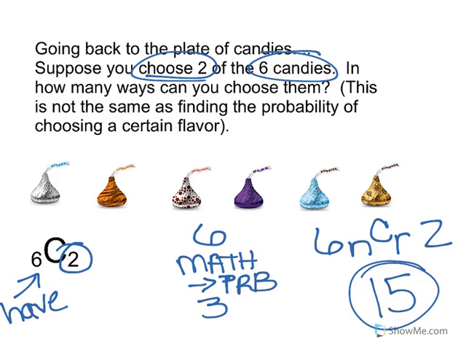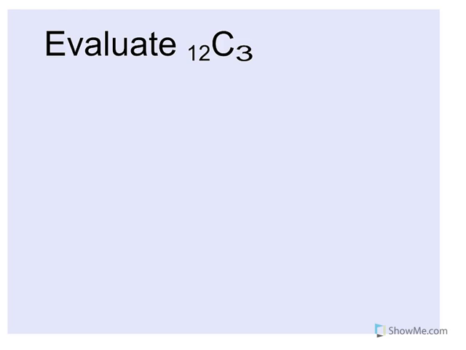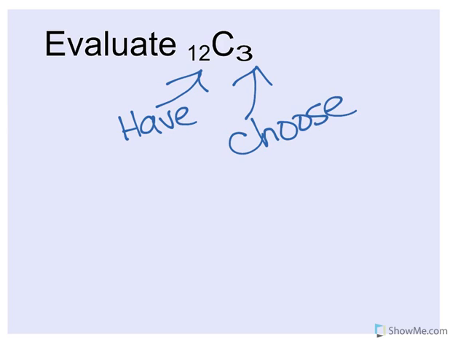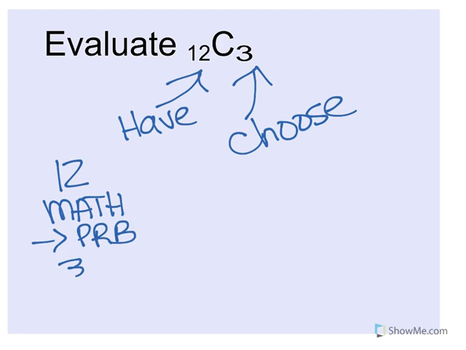All right, so let's try another one. I want you to evaluate 12 combinations of 3. That basically means you have 12 things to choose from. So let's say we have 12 toppings for an ice cream. We only want to choose 3. So you're going to put in 12, go to Math, go over to PRB, and choose the third option. That does not mean this 3, it just means the third option. You're going to hit enter.